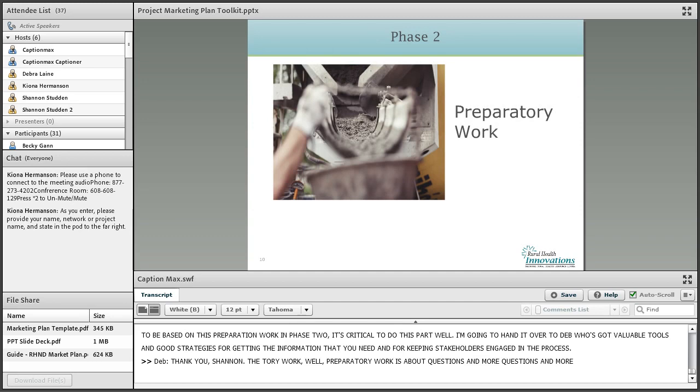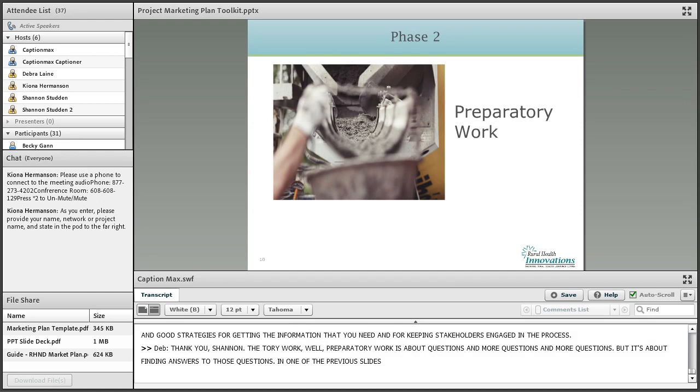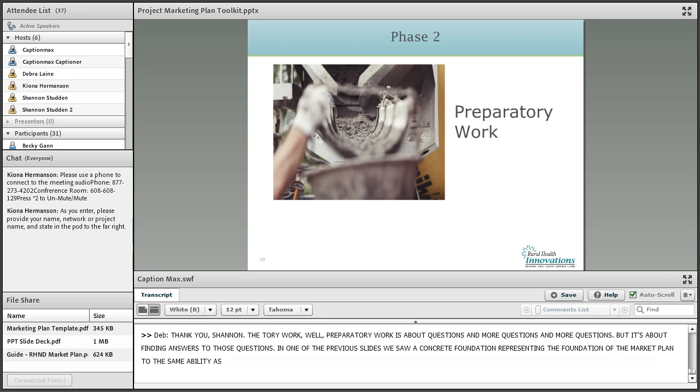Preparatory work. Well, preparatory work is about questions, and more questions, and more questions. But it's about finding answers to those questions. In one of the previous slides, we saw a concrete foundation representing the foundation of a market plan to the sustainability of your network.